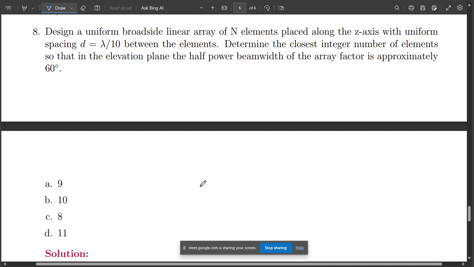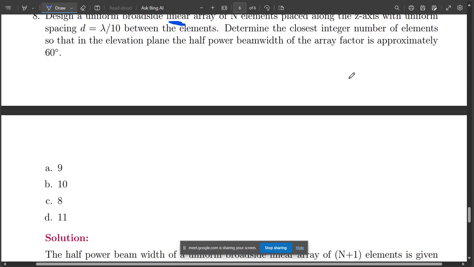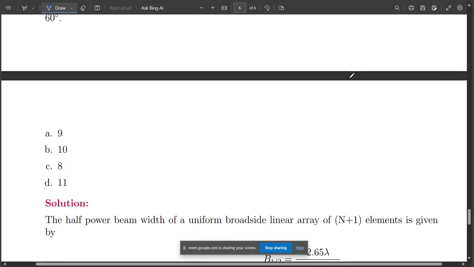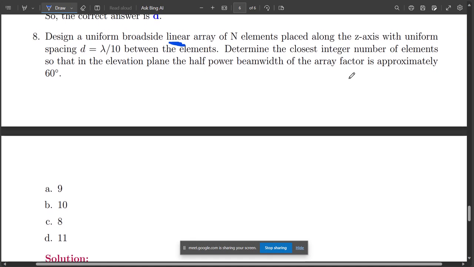So here, design a uniform broadside linear array. See, here again, it's a linear array. Design a uniform broadside linear array of n elements placed along z-axis with uniform spacing d equal to lambda by 10 between the elements. Determine the closest integer number of elements so that in the elevation plane, the half power beamwidth of the array factor is approximately 60 degrees.